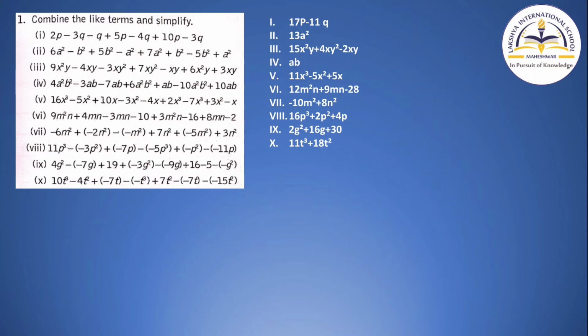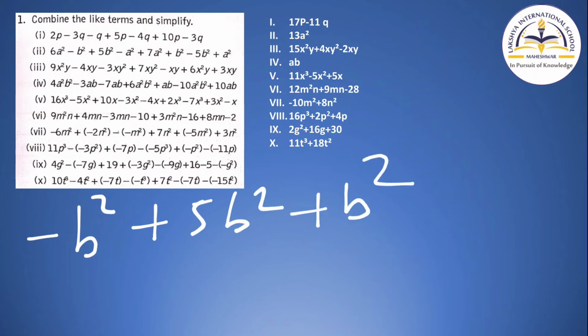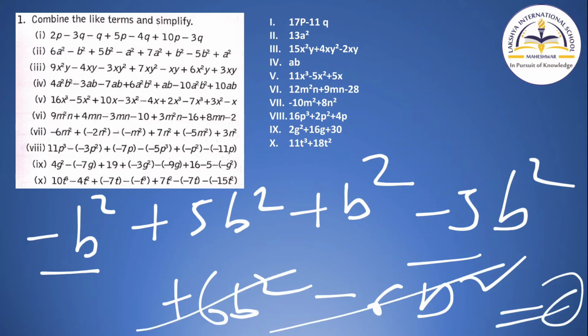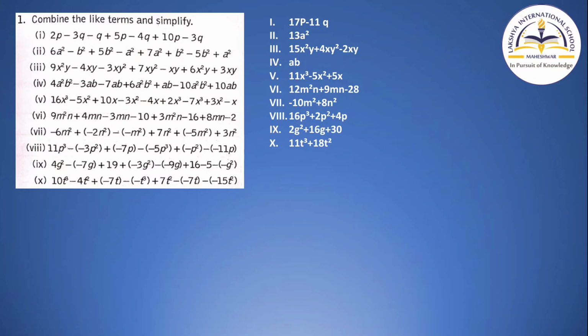Now we will see the b square terms: minus b square plus 5b square plus b square minus 5b square. Now here minus 1 and here also minus 5, so minus 6b square, and plus 6b square. So plus and minus cancel, 6b square cancels, equals 0. So there is no b square term. So 13a square will be the answer.